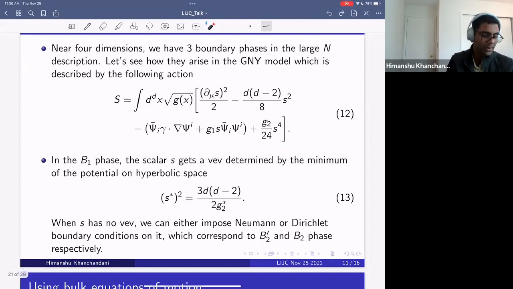So when S has a wave, this phase corresponds to the B1 phase, and when S has no wave, you can either impose Neumann or Dirichlet boundary conditions, and these 2 cases correspond to B2 and B2 prime phase.